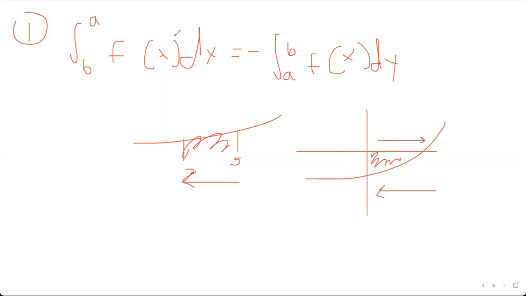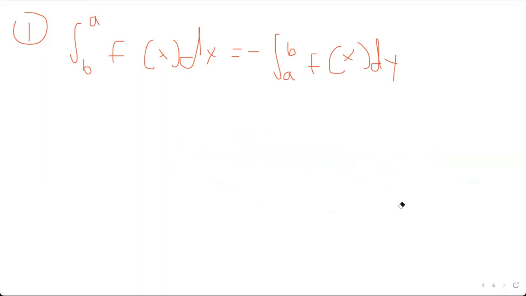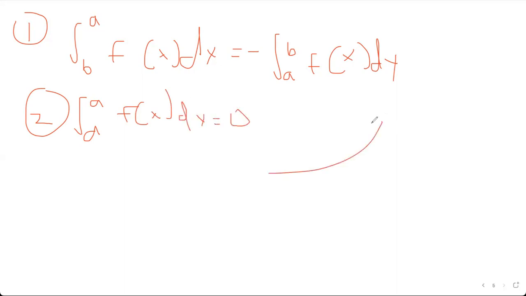So that's the first property of definite integrals. The second one is a little bit of common sense, you could say. The integral from a to a of f of x dx is equal to 0. So if you have a curve and you're going to the same place, it's 0.